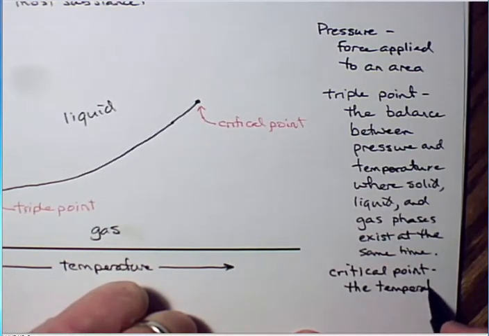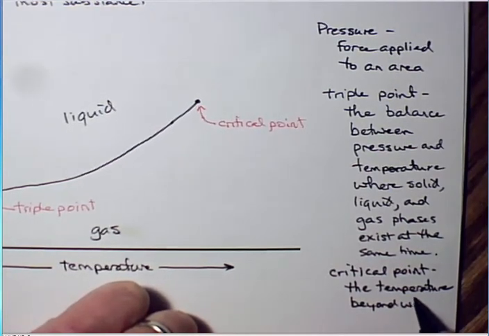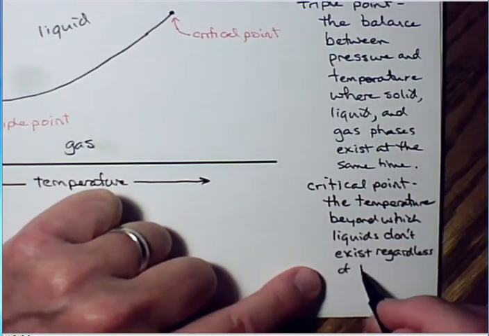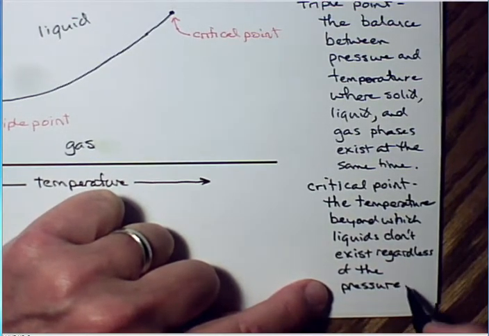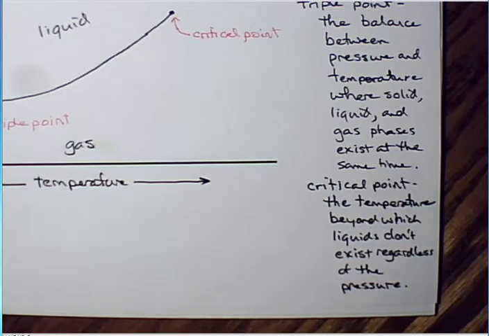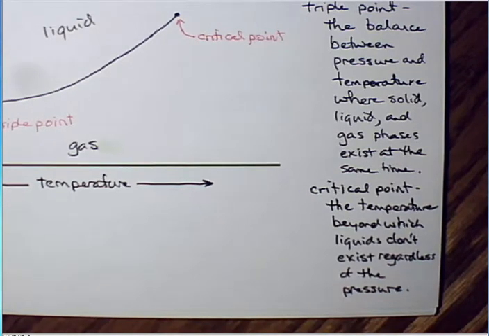Critical point: the temperature beyond which liquids don't exist regardless of the pressure. I know I'm kind of writing small, but I'm trying to fit it in over here on the right-hand side for you. You can write it on a separate sheet of paper. You can write it wherever you want to. I'm just trying to keep it on the same graph. Okay? The temperature beyond which liquids don't exist regardless of the pressure.